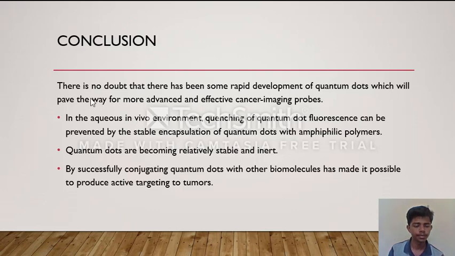Conclusion. There is no doubt that there has been some rapid development of quantum dots, which will pave the way for more advanced and effective cancer imaging probes. In the aqueous in vivo environment, quenching of quantum dot fluorescence can be prevented by stable encapsulation of quantum dots with amphiphilic polymers. Quantum dots are becoming relatively stable and inert, and successfully conjugating quantum dots with other biomolecules has made it possible to produce active targeting to tumors.